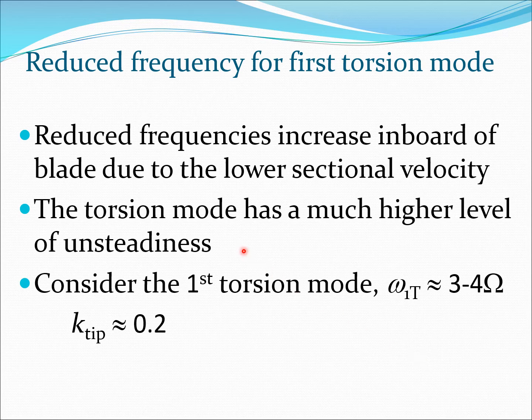Now let's look at the torsion mode. The torsion mode of a typical blade would have a frequency somewhere between 3 to 4 per rev, and therefore K here would be about 0.2 at the tip. So this is quite unsteady, and therefore we can say that as far as the torsion mode is concerned, the unsteadiness is going to be much more. So again, this just gives you a qualitative understanding of the fact that as far as helicopter blades are concerned, the unsteadiness may depend on the mode you are considering, and certain modes or certain motions are going to be more unsteady than the others.